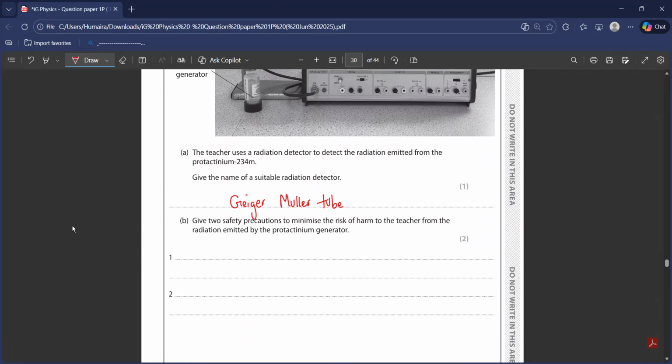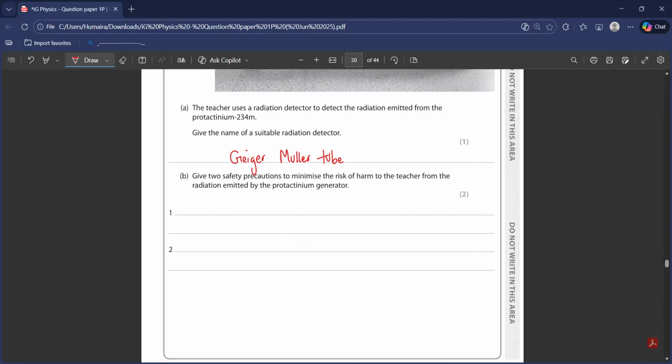Give 2 safety precautions to minimize the risk of harm to the teacher from the radiation emitted by the protactinium generator. Okay, with any type of radiation there are certain protective measures that we have to maintain, of course. If they ask for two, I will give 5 so that you memorize all of them. What if you get a broad question on this? We know that radiations are ionizing, they can cause damage or harm to our bodies, right? So we will always maintain a safe distance from the radioactive source and not stand close to it.